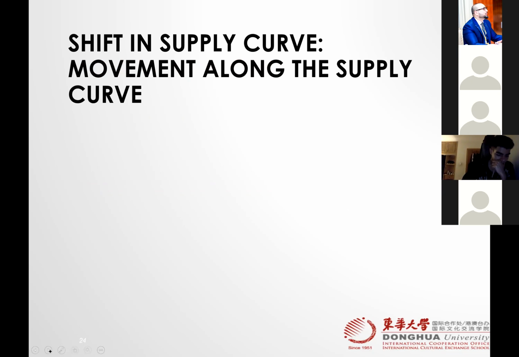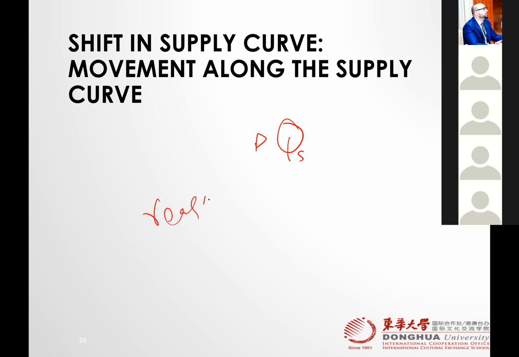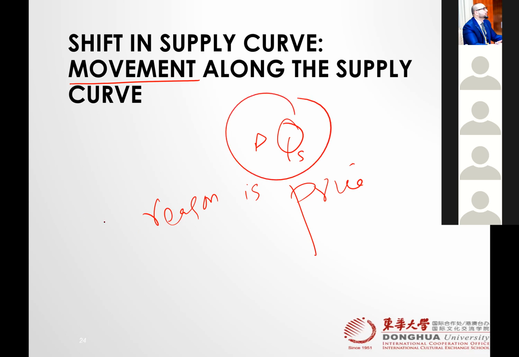And now, shift and movement in the supply curve. The same concept applies here. If there is a change in quantity supplied and the reason is price, we say it is movement. And if there is a change in quantity supplied and the reason is not price, then we say it is shift.